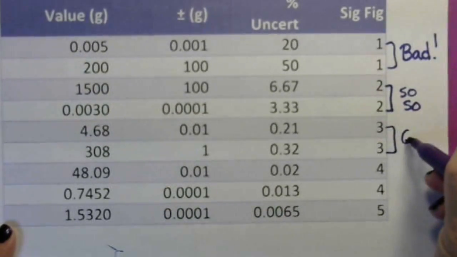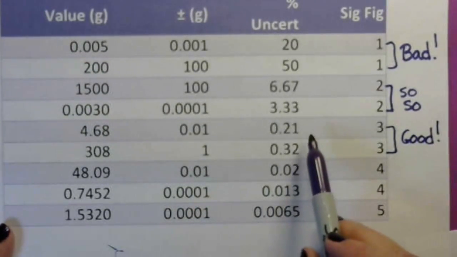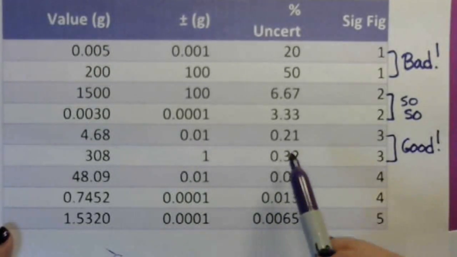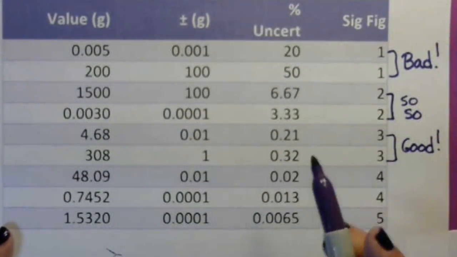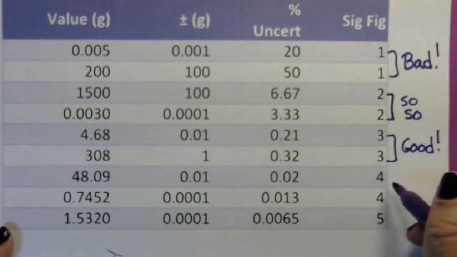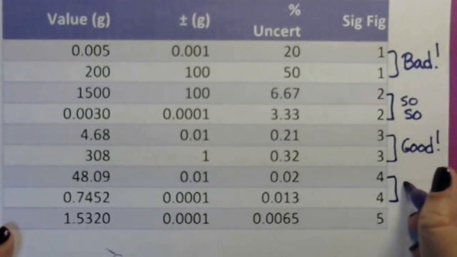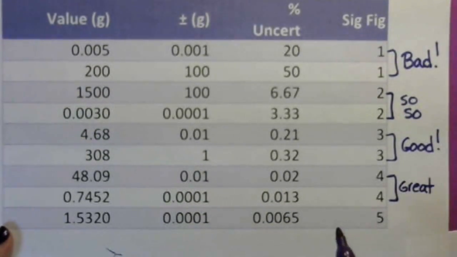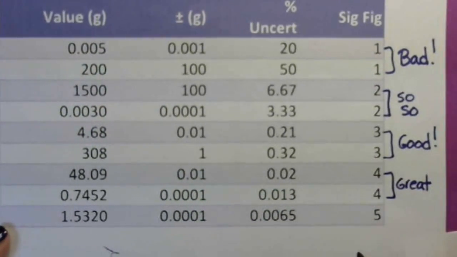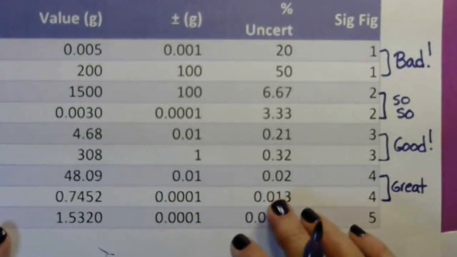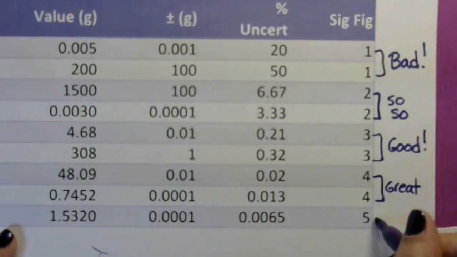Look at what happens when we get 3 significant figures. The percent uncertainty is now under 1%. These are good values. You are going to get good results if you have 3 significant figures. With 4 significant figures, the percent uncertainty is very small. This is great. You're going to get really good results, really great results if you have 4 significant figures. So you do not have to add more sample or take a bigger sample size. You are in a great range.